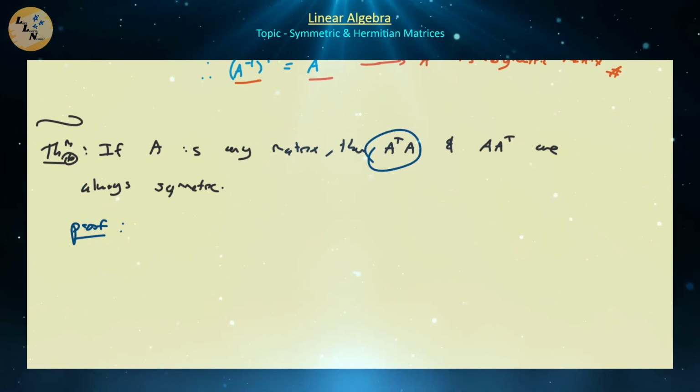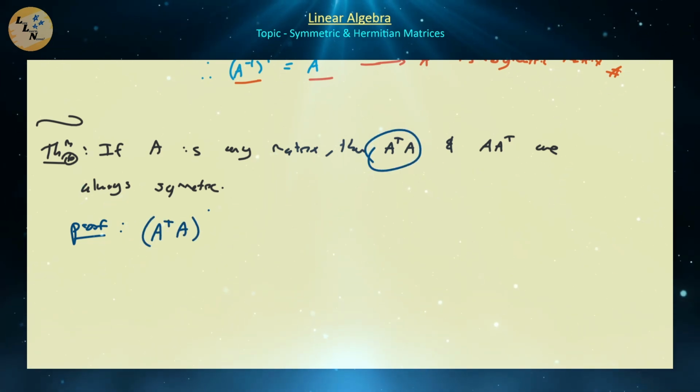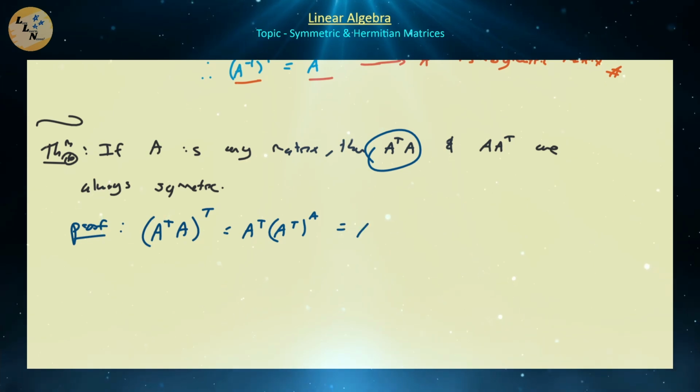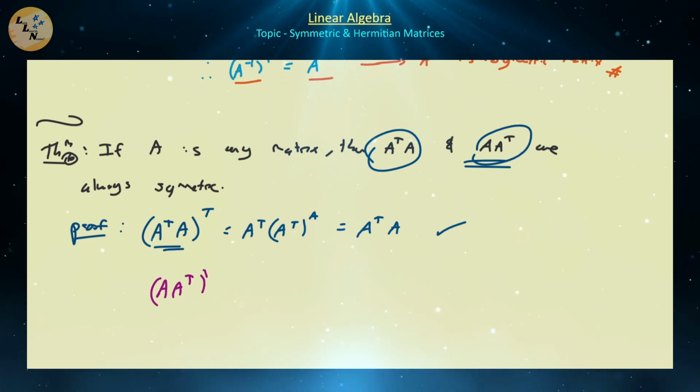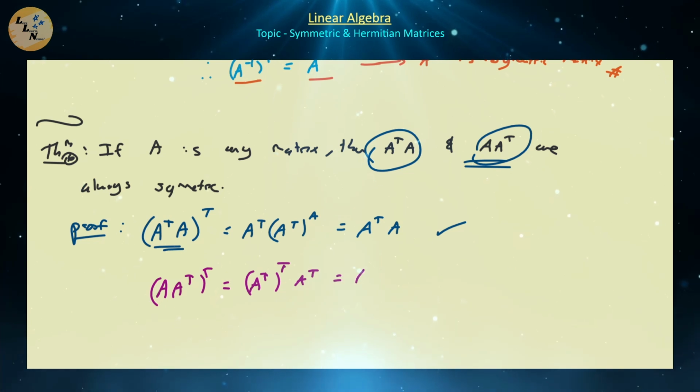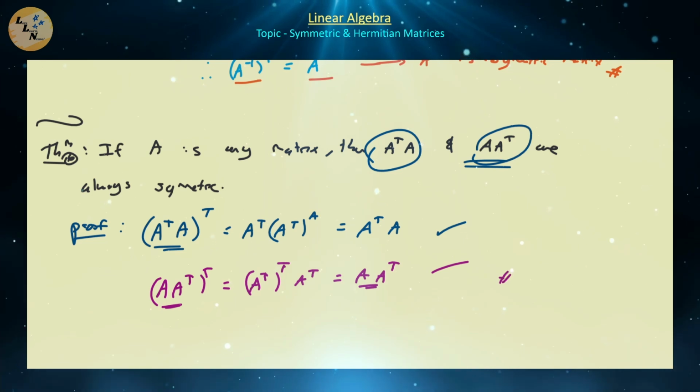So let's focus on A transpose A. Let's take the transpose of it and show that it's equal to A transpose A. So that's going to be equal to A transpose times the transpose of A transpose, and that's going to be equal to A transpose A, which is equal to the original matrix, so that checks out. So if we do the same for the other matrix, A A transpose, what is that going to give us? The transpose of it is going to be equal to the transpose of A transpose times A transpose, which is just going to be equal to A A transpose, which is the original matrix that we started with. And that concludes the proof for both of them, which relies on the product rule for transpositions.